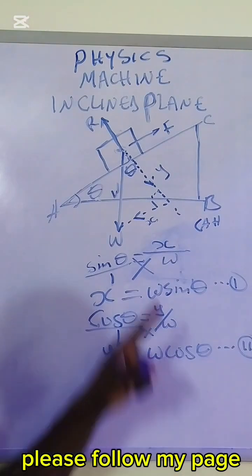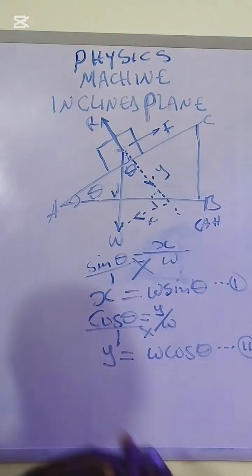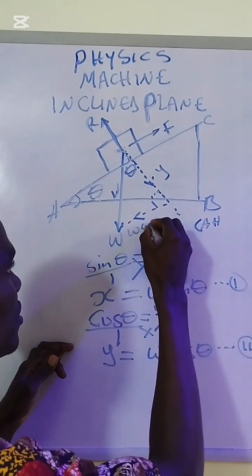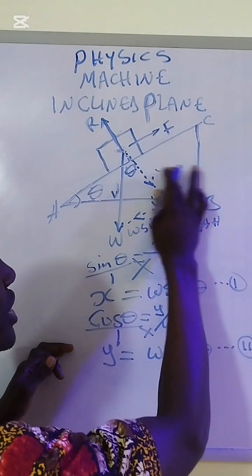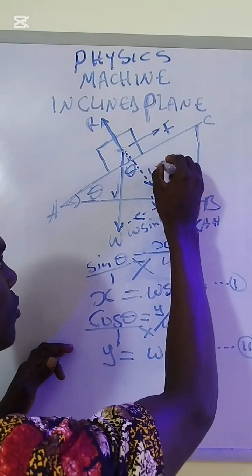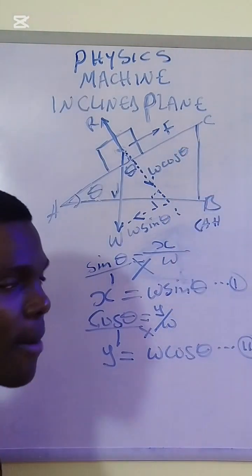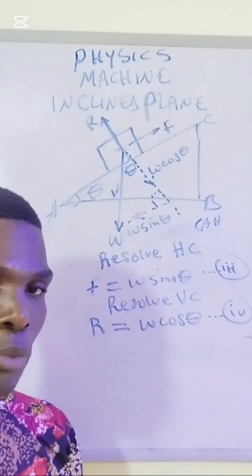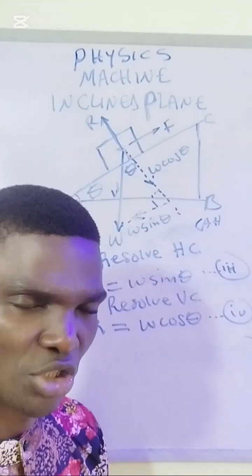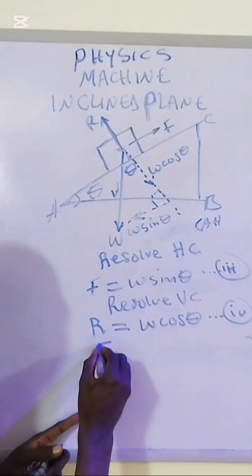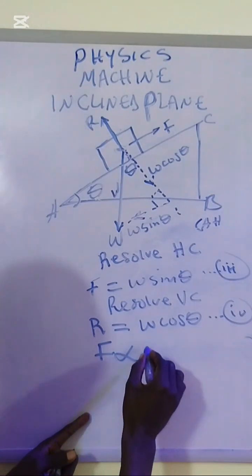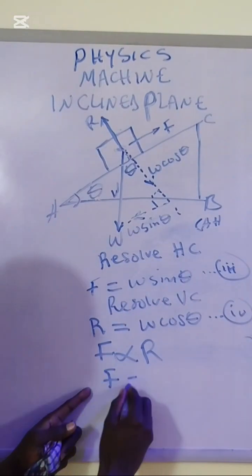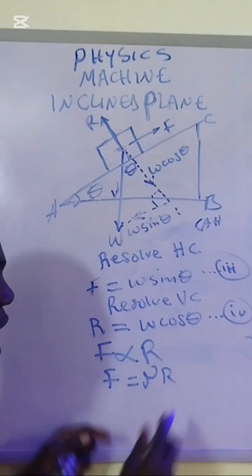Can we go ahead? So we now know what is x and we know what is y. That means I am free to clean here and put what is x, W sine theta. I can also clean here and put what is y, W cos theta. Friction. One of the laws of friction says what? Frictional force is proportional to normal reaction. Do you recall? That means that frictional force is equals to mu R.